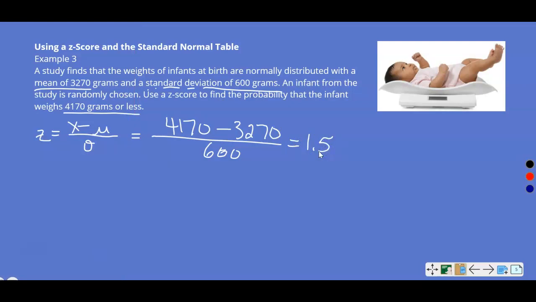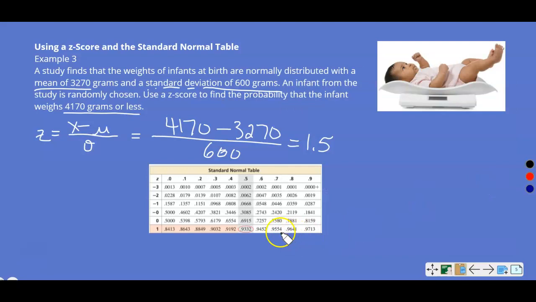All right, so now it says use a z-score to find the probability that the infant weighs this. So there's something called a standard normal table. You can find this standard normal table online if you just type in standard normal table, and it's going to give you a normal distribution table. So give me a second to get that. All right, so this is not the entire standard normal table. This is just the part that we need from your textbook.